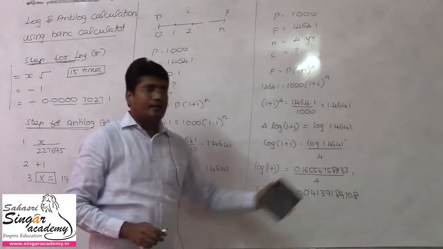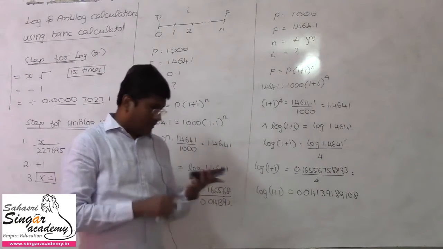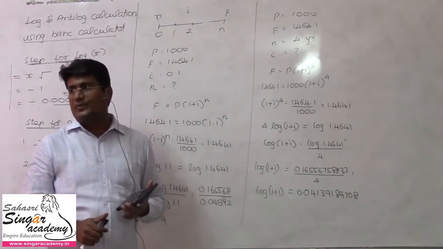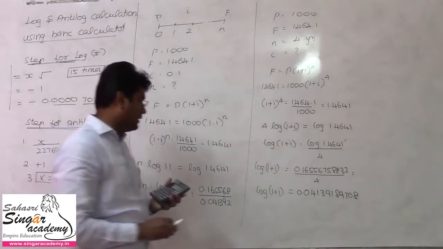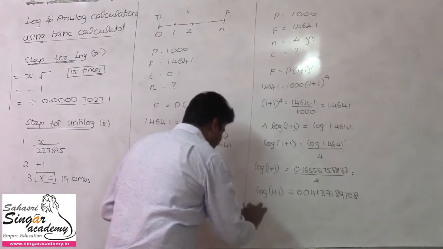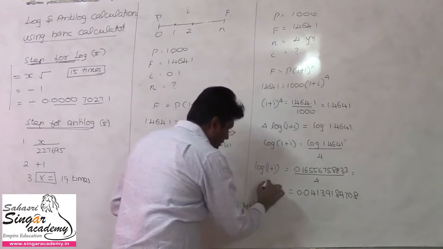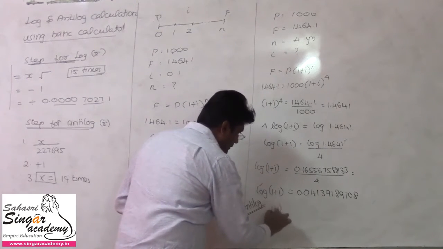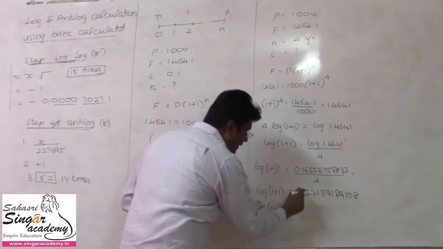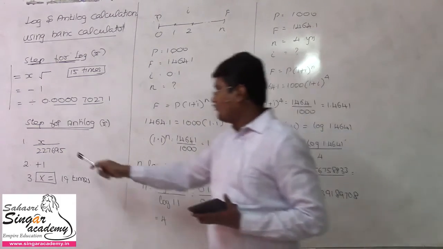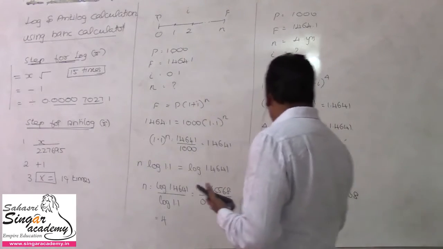Log 1 plus I is on this side, there is a log on this side, and no log on the other side. So what you have to do, you have to reverse that. You have to reverse the log. We are going to take the anti log. When we take the anti log, this log disappears. 1 plus I is equal to the anti log of this value. To find the anti log of that value, of course we have these steps.